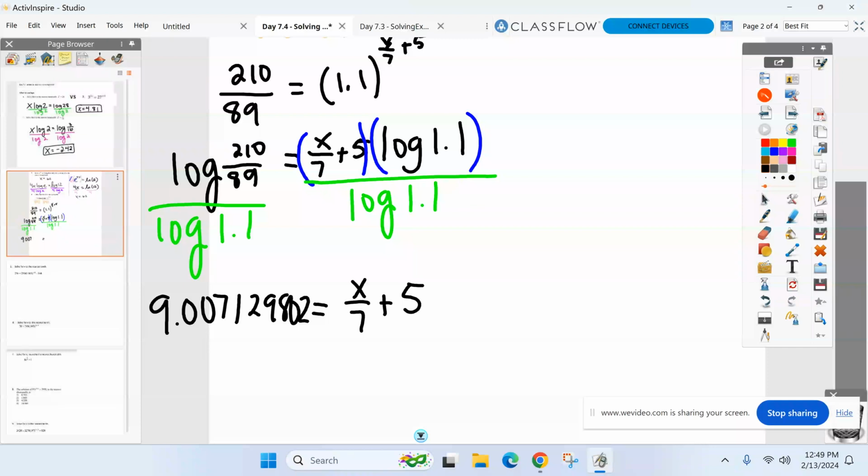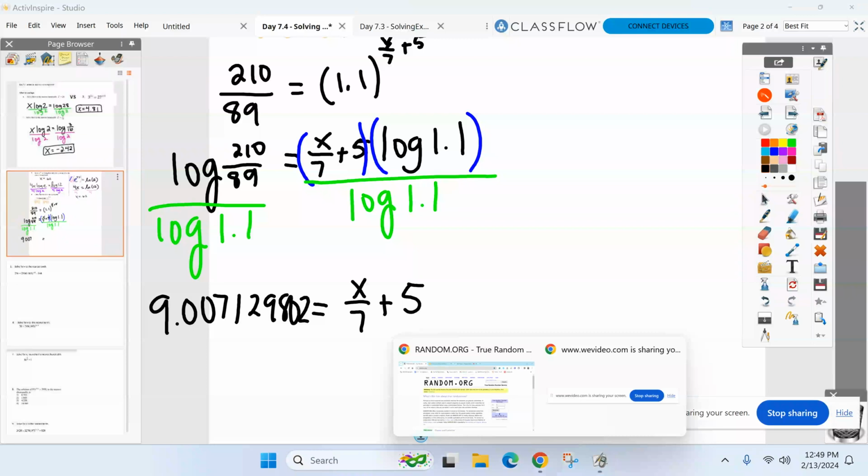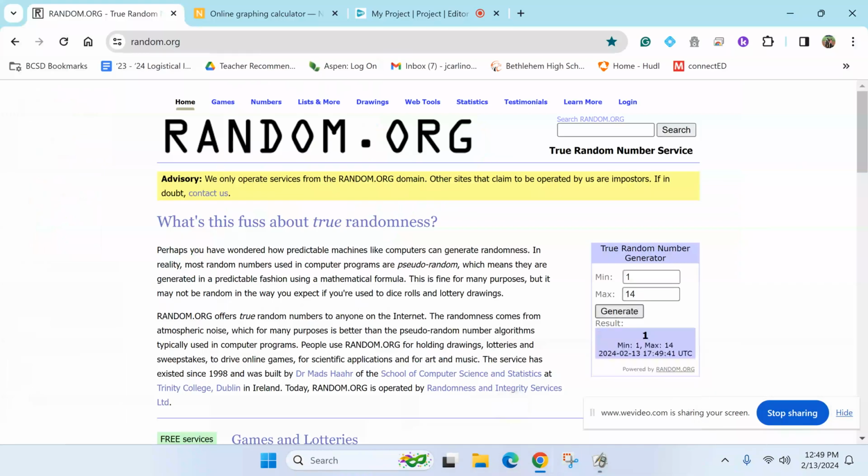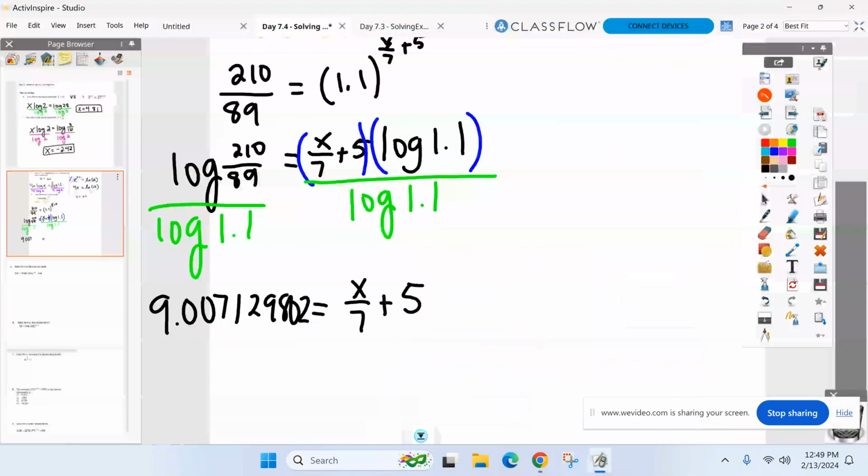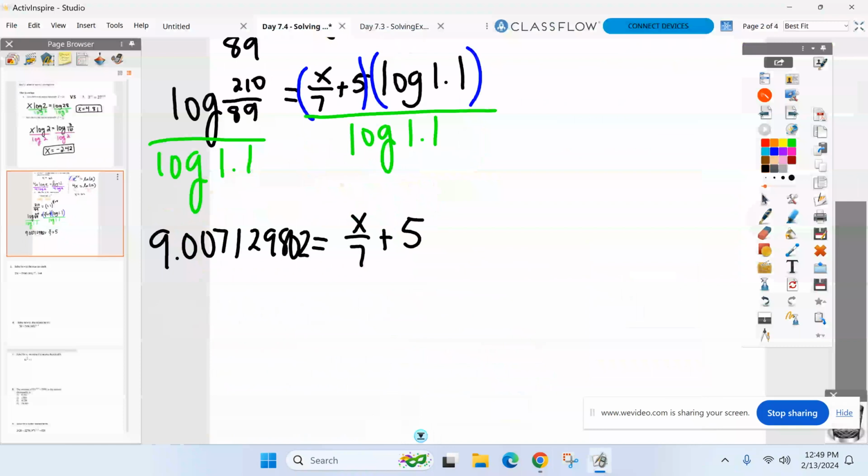Next move. Got to get x by itself. Next move. You got this. Have some confidence. Max, back to you. What do I need to do? Yep, there you go. Don't overcomplicate it. Stick to your algebra rules.